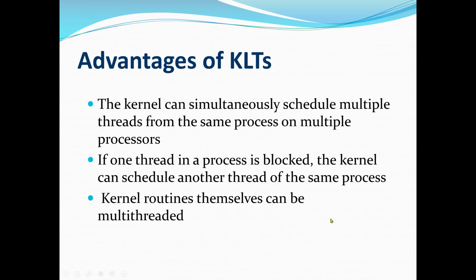Also, scheduling of a thread is done on a thread basis. An advantage of the kernel level thread is that a kernel can simultaneously schedule multiple threads from the same process on multiple processors. This approach also overcomes the two principal drawbacks of the user level thread approach. First, the kernel can simultaneously schedule multiple threads from the same process on multiple processors. And second, if one thread in a process is blocked, the kernel can schedule another thread of the same process.